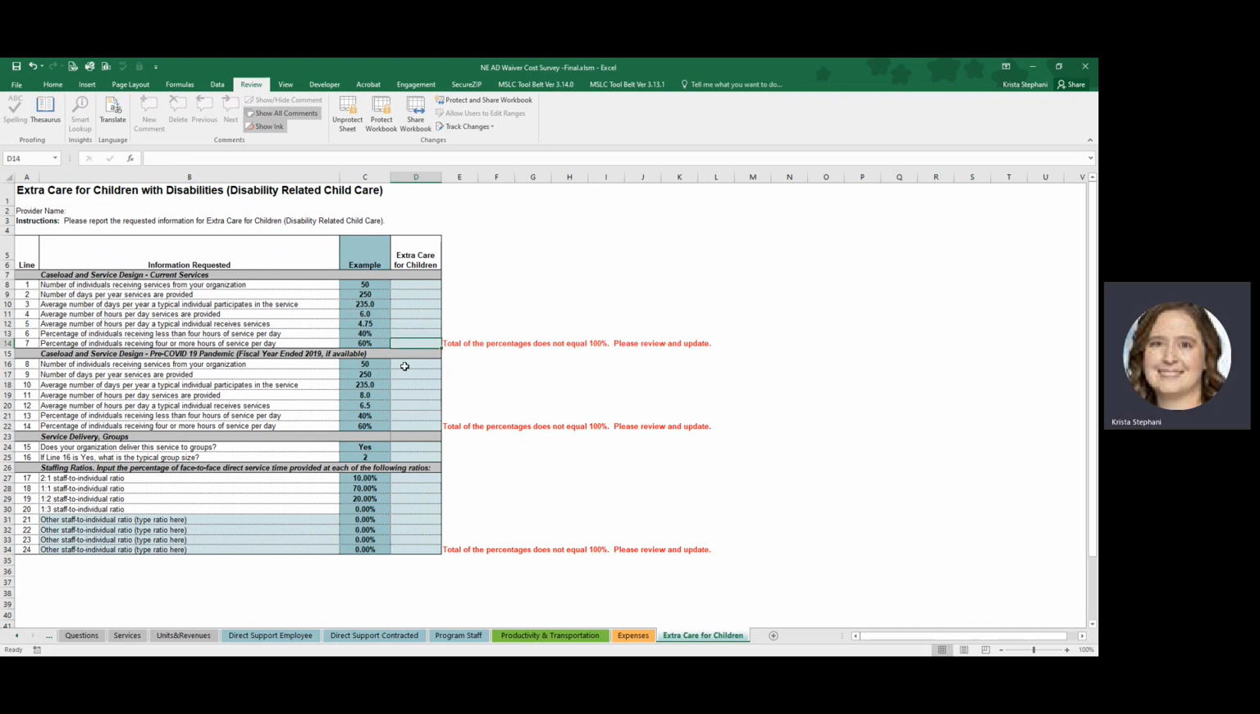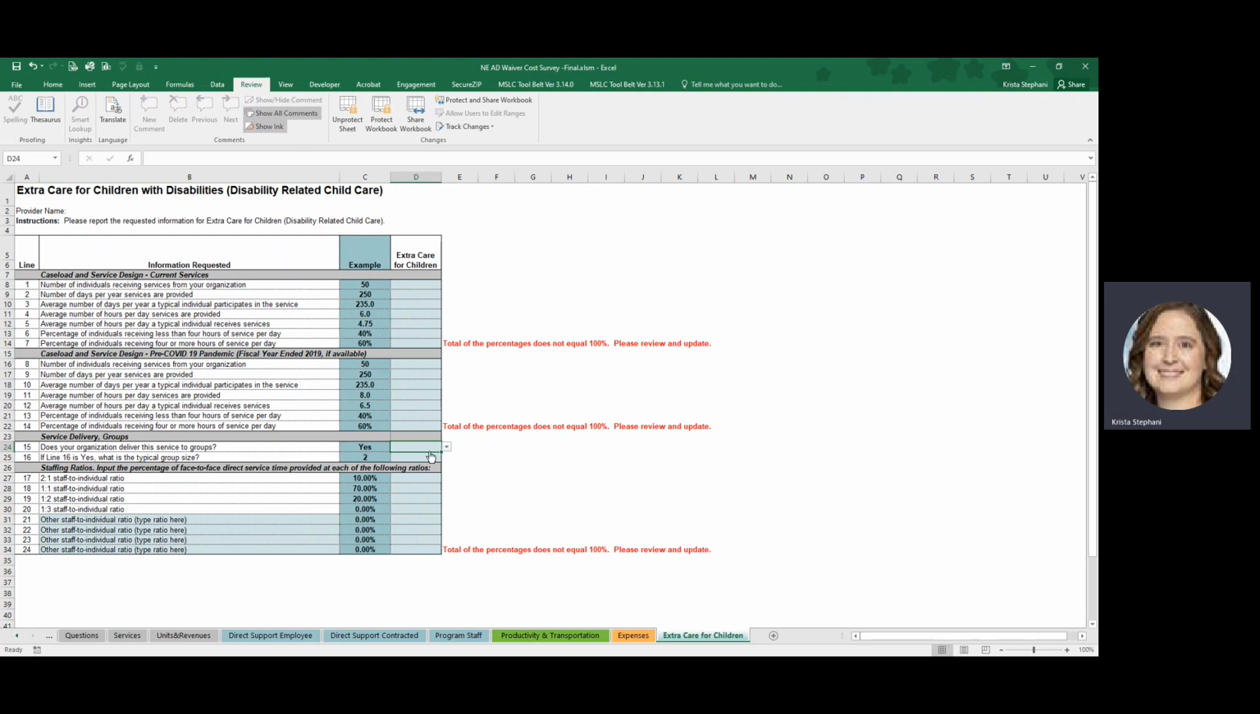The same information that I just walked through related to your fiscal year 2021 is being requested related to fiscal year 2019 if you have that information related to that period, so we can get an idea of your pre-COVID-19 pandemic service delivery.